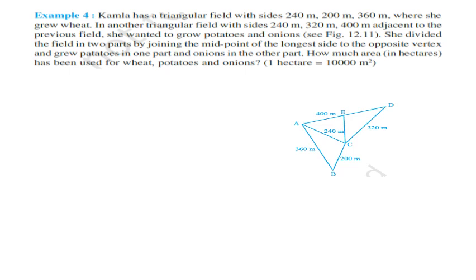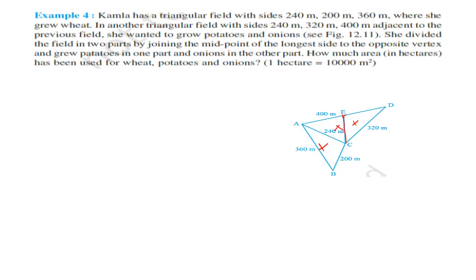So this triangle ABC is the portion where she wants to grow wheat, and this adjacent triangular plot is there, 240 meter, 400 meter, 320 meter. That is divided into two parts. How is it divided? Drawing a line from the midpoint of the longest side to the opposite vertex. Longest side is 400 meters. Midpoint is E. So join with the opposite vertex. Now there are three parts. One part onion and one part potato. So we have to find out the area.